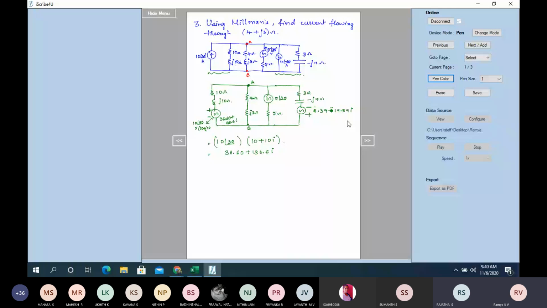Okay. Now we just need to apply the formula. First we will find Z equivalent, or rather, first Y equivalent. What is Y equivalent? Y1 is 1 by 10 plus j10. You understand, right? Y2 is 1 by 5. And Y3 is 1 by 3 minus j4. Find Y equivalent.